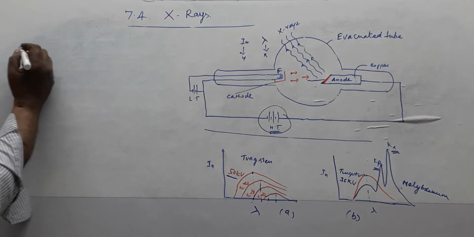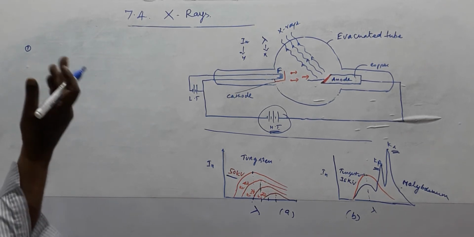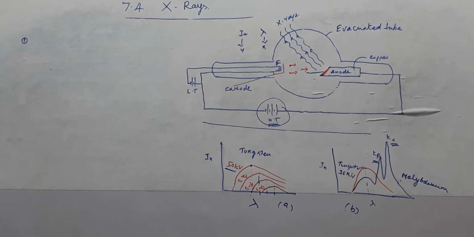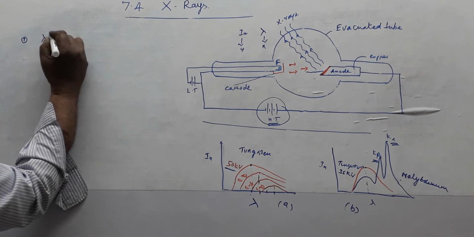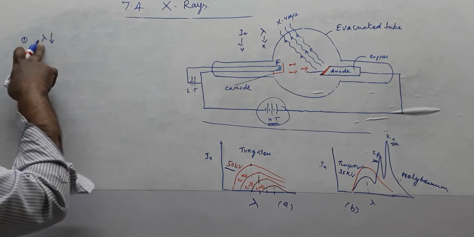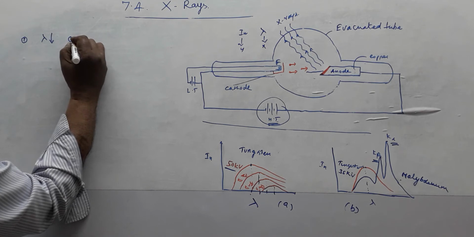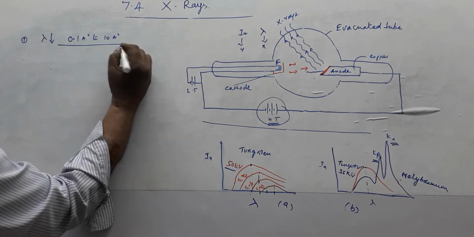The first point: when electromagnetic radiation, that is light rays or photons, hits the surface of the anode, the X-rays are produced. And what are the properties that X-rays possess? That is very important. The X-rays wavelength is very small, with a value of 0.1 Angstrom to 10 Angstrom. That is a very important concept.